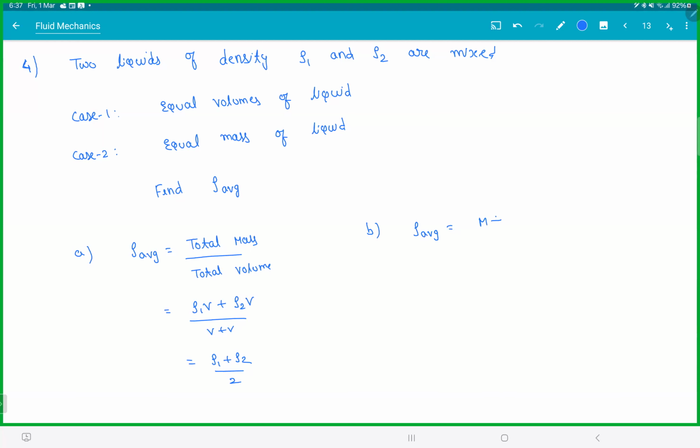Second case, let the mass be M. The total mass is M plus M. Volume is mass by density. That's your answer. Check. Easy one, but yeah.